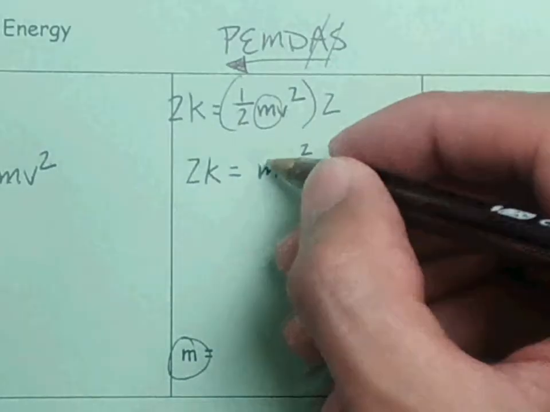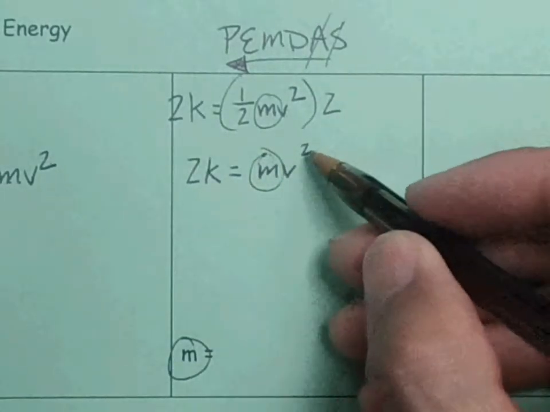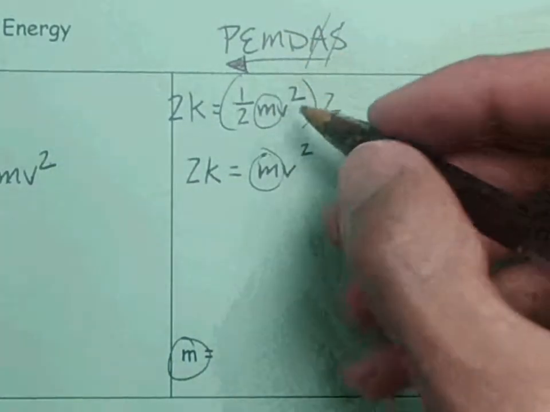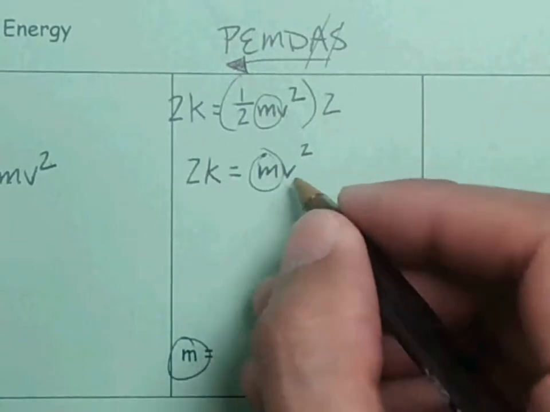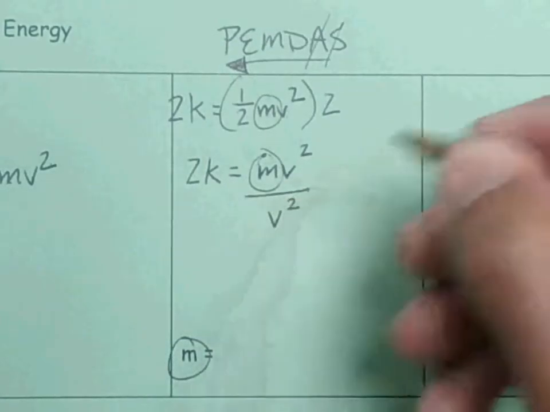So now you're still trying to get m by itself. You have to get rid of v squared. You don't have to get rid of the square. Make sure you get rid of the v first because that's multiplying. So for me to do the opposite of that, I'm going to divide. And I'm going to divide by v squared.